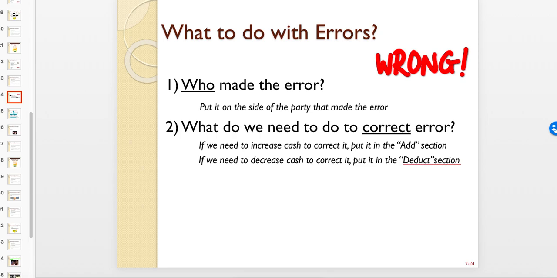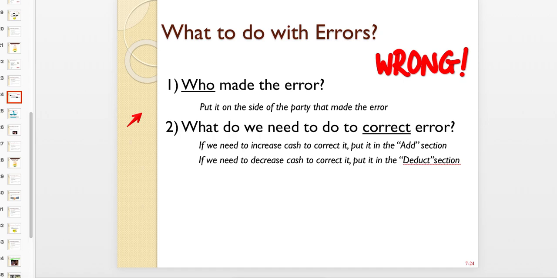So when you have errors, it's a similar process as with a timing difference. You still have to ask yourself two questions, okay? The first question that you ask is, who made the error? And whoever is the party that made the error, whether it was the bank or the company, you're going to put it on the side of the party that made the error. Okay? And the reason for that is because they're the ones that are going to need to correct it. Their records are wrong, we need to correct it.